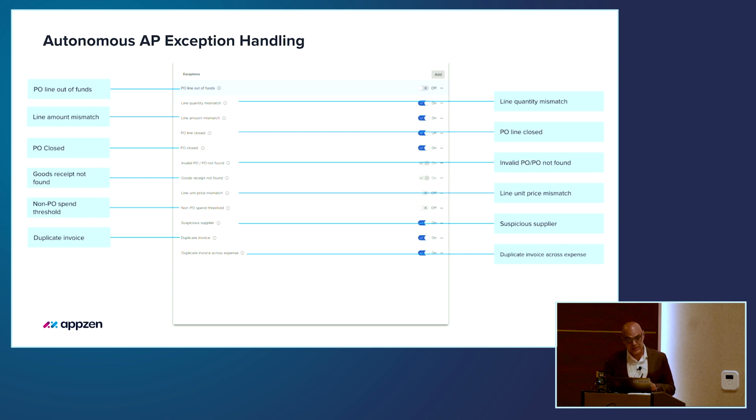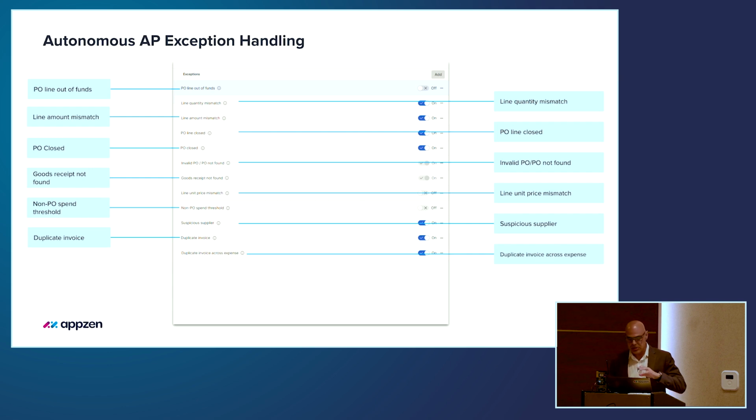Some other exceptions that we handle, one I like to call out is non-PO spend threshold. So let's say, for example, you've got a line on an invoice that's not PO backed, something like a tax or freight. You can set a threshold on what that amount is, and anything above, let's say $1,000, will trigger an exception that you can then go through the workflow and either resolve or reject or reassign.